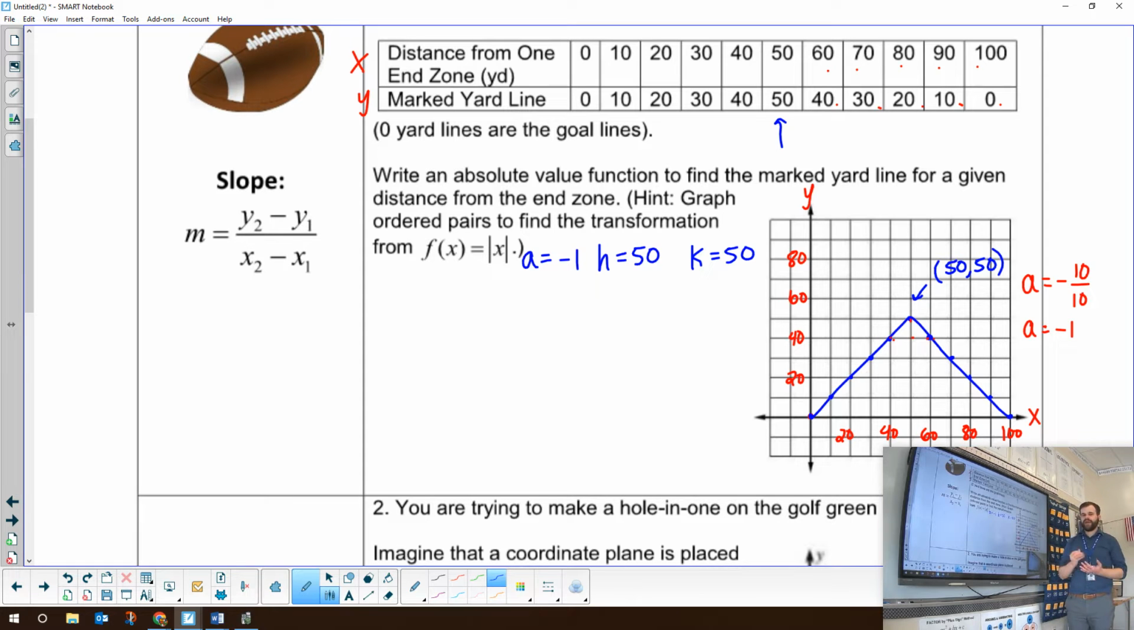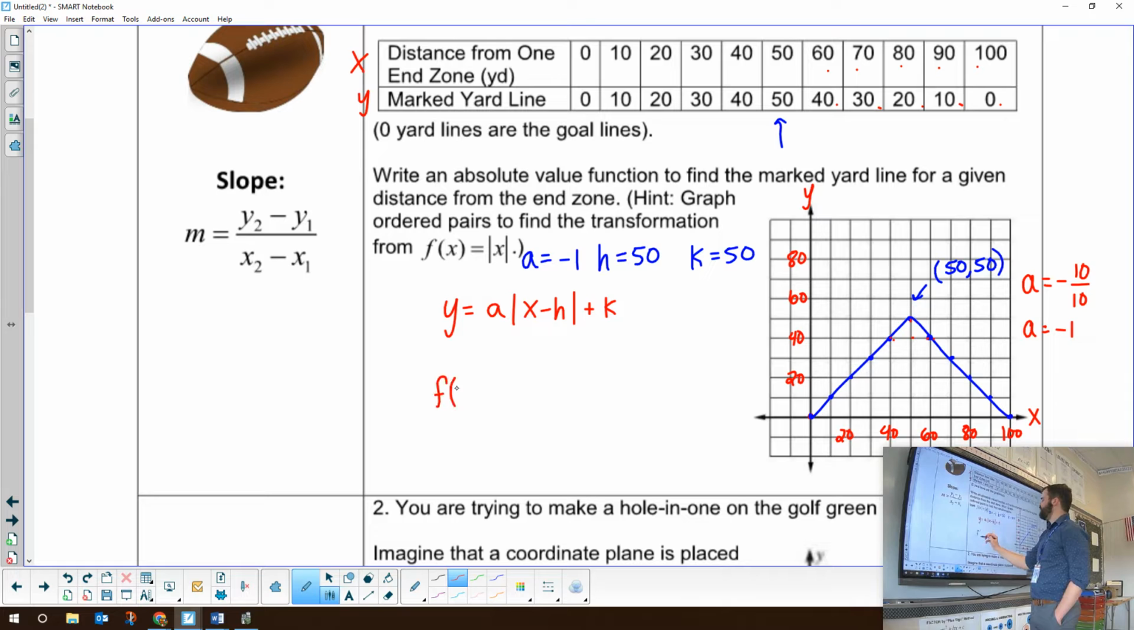And then once I know what my a, my h, and my k are, I can plug them into my equation. Remember, our normal equation is y equals a times the absolute value of x minus h, plus k. Well, we're going to rewrite it like this. We're going to go f of x. Remember, you can use f of x or y. It doesn't matter. For this problem, we're using f of x.